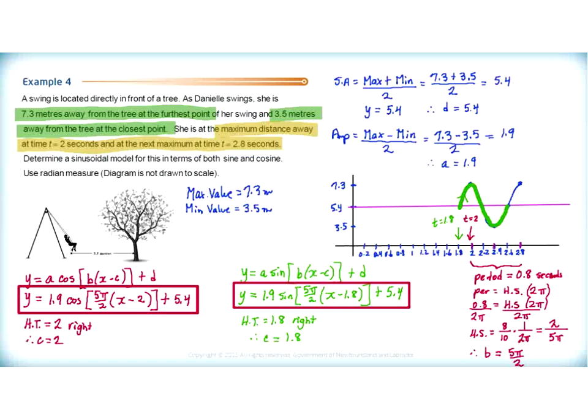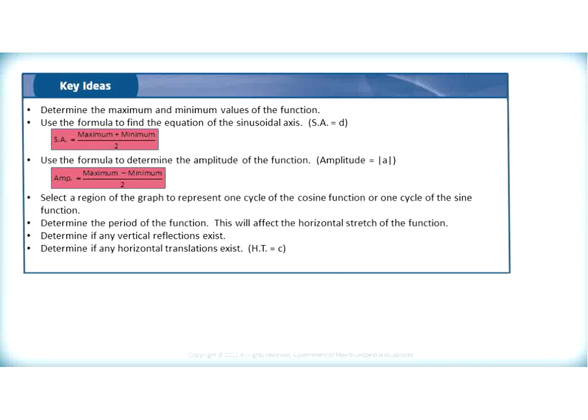What I recommend in solving any of these word problems, or converting an application type of question into an equation, is to begin by determining the maximum and minimum values of the function. Then you can use the formula to find the equation of the sinusoidal axis. The sinusoidal axis is determined by the maximum value plus the minimum value, divided by 2. And this value for the sinusoidal axis will give you the value of d in your equation.